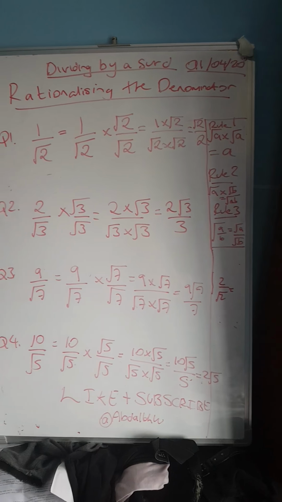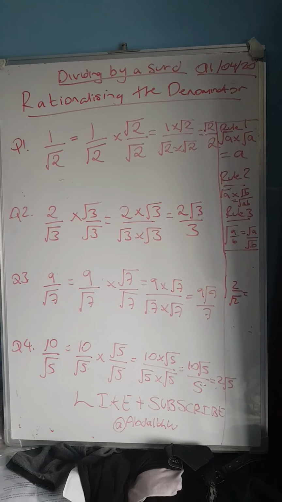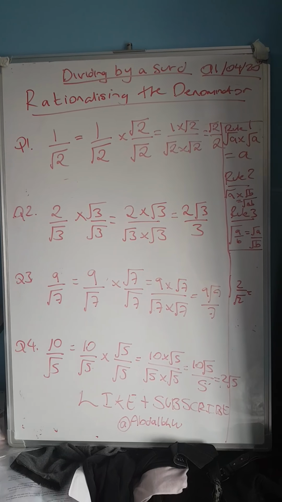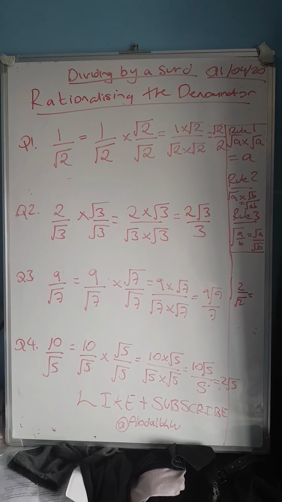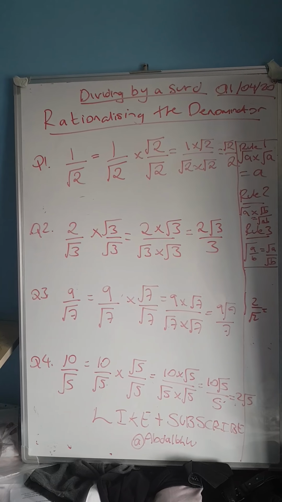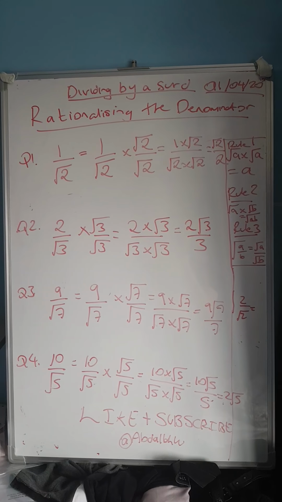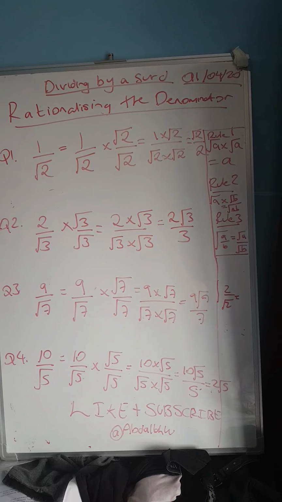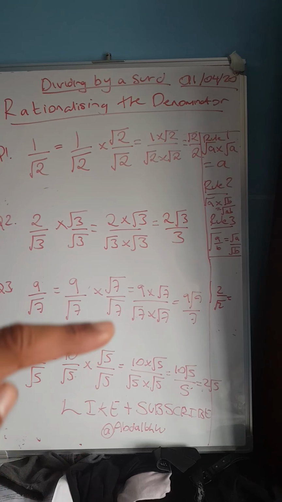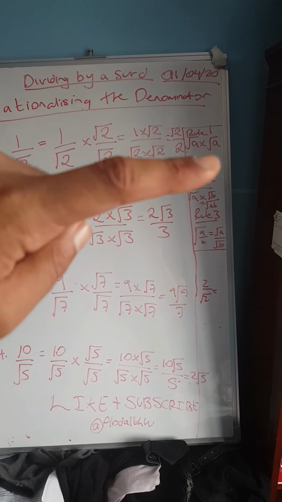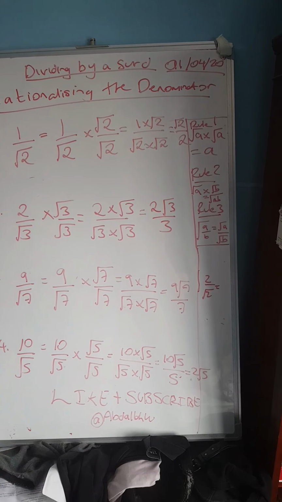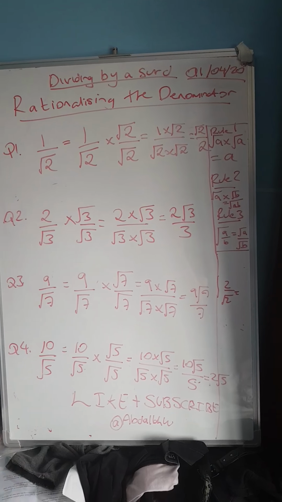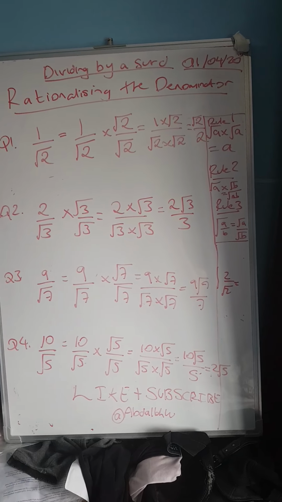Right, question 3, guys. 9 over root 7. So it'd be 9 over root 7 times root 7 over root 7, which would be 9 root 7 divided by 7, because root 7 times root 7 will be root 49, which will give me 7. If you look at rule 2, root A times root B is the square root of AB. And rule 1 says root A times root A will just give me A. So that's how I got it from there.